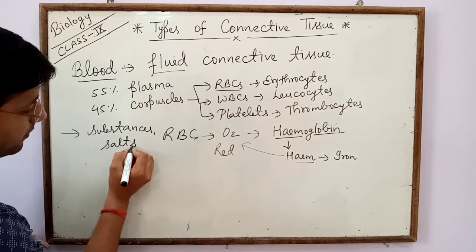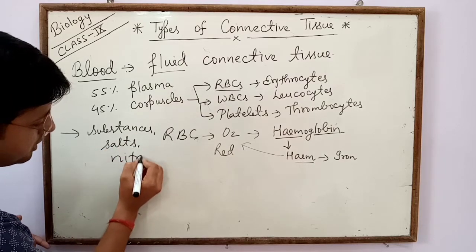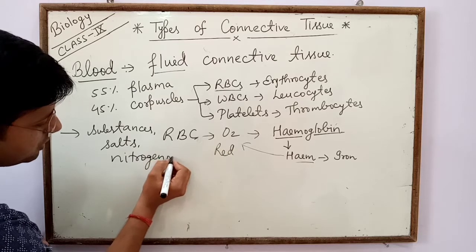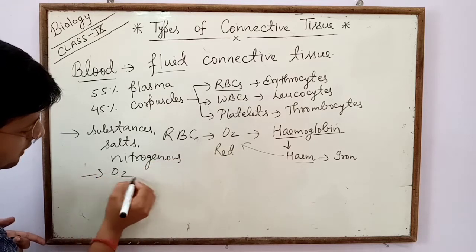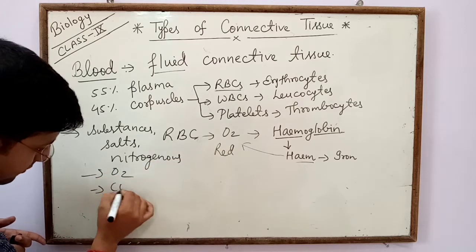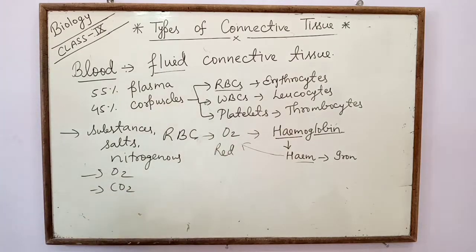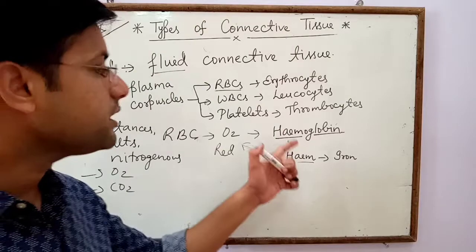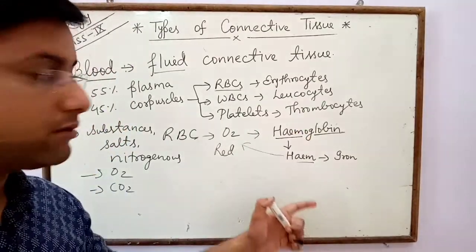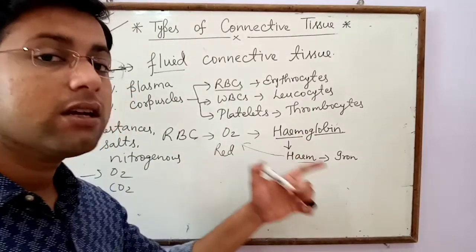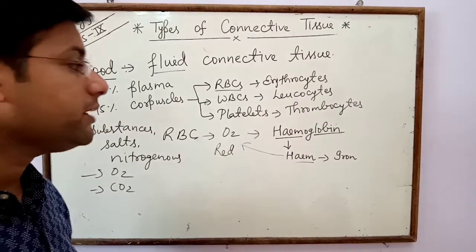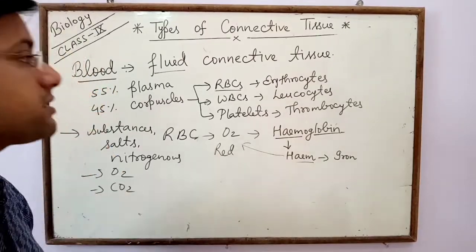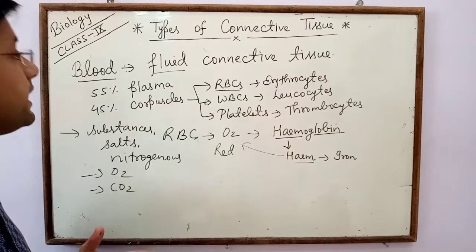salts, nitrogenous waste, oxygen and carbon dioxide in fluid form. There are two main functions of hemoglobin. First, it is like a carrier for the transportation of oxygen from the lungs to the body parts, and it provides red color.